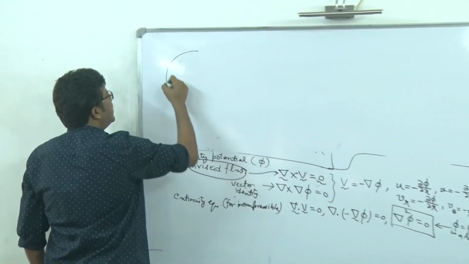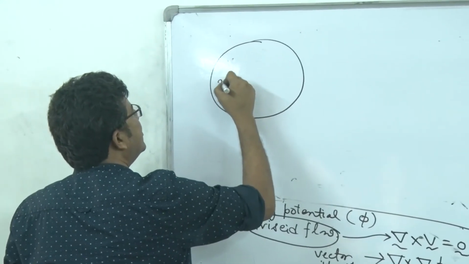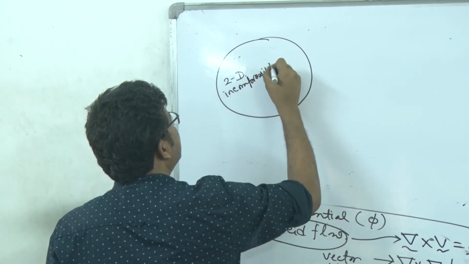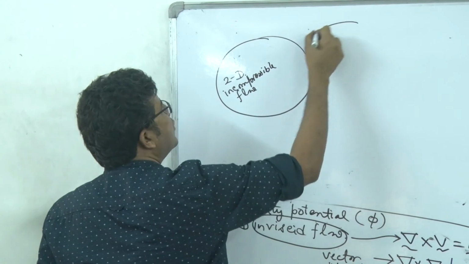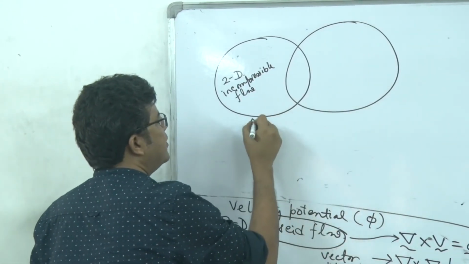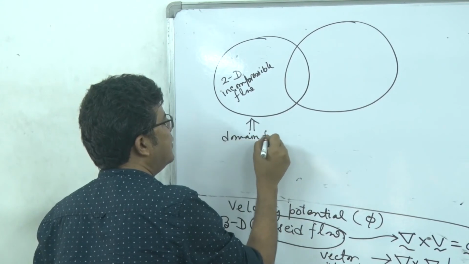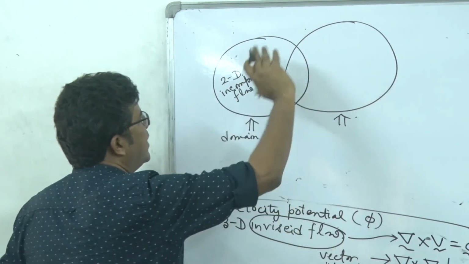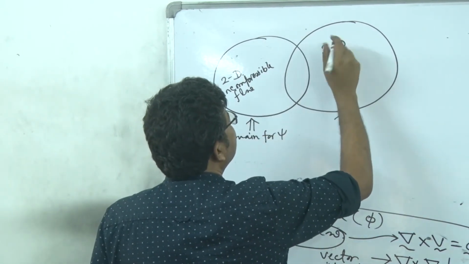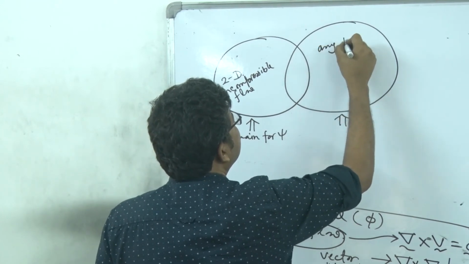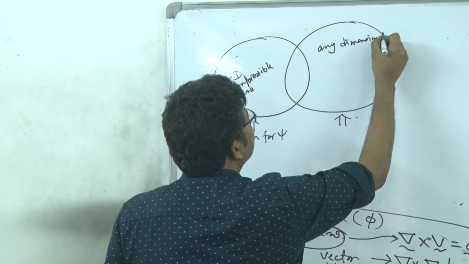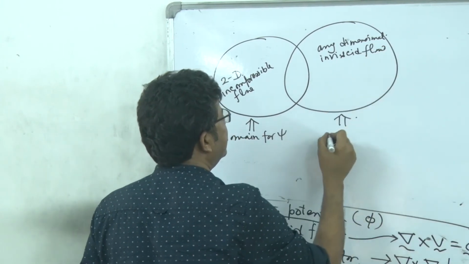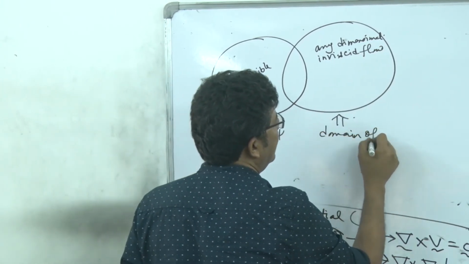You see, this is the domain of applicability of stream function. What is that? 2D incompressible flow. So here, this is the domain for xi. The application domain here is 3D or any dimensional inviscid flow. Right? So that is the domain of phi.